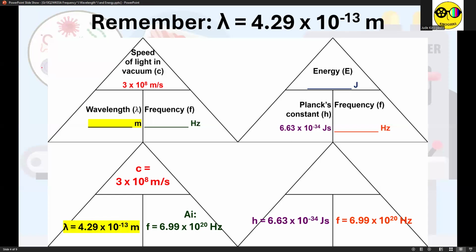So before we use our calculator, now what operation are we going to use this time with the second pyramid? You have the Planck's constant at the bottom left, and you have the frequency at the bottom right. They're situated next to each other, so you have to use multiplication. You have to multiply H by F, and it must give you an energy of 4.63 times 10 raised to negative 13 joule.